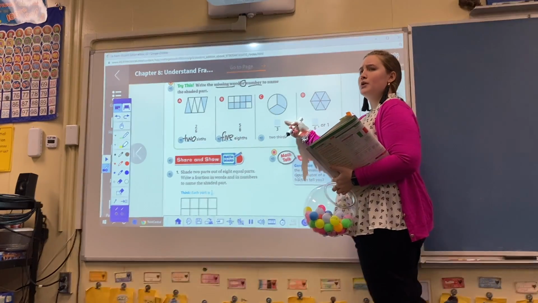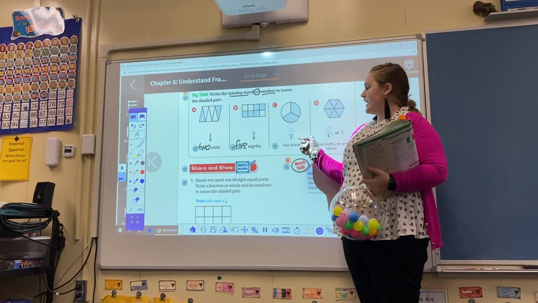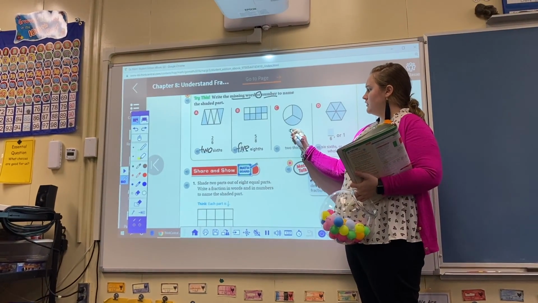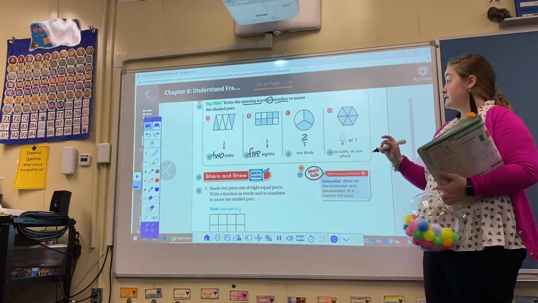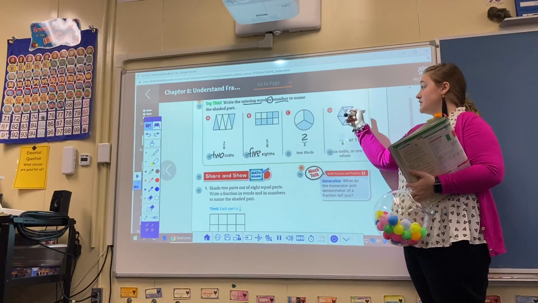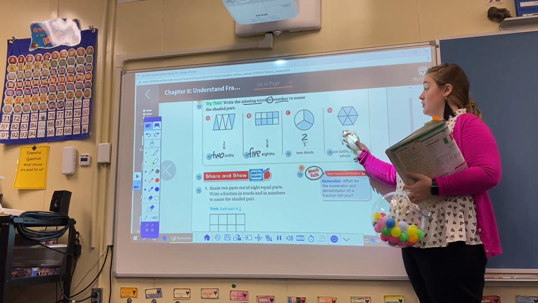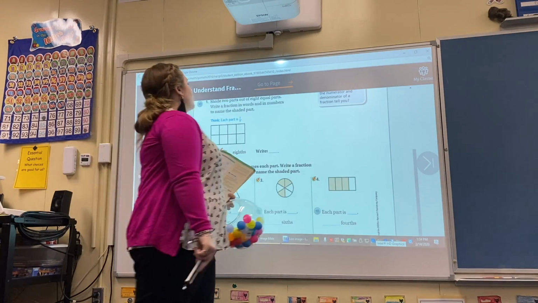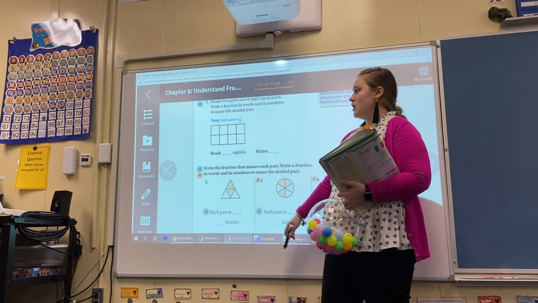Here we're missing the top number, called the numerator. And how many parts are shaded? 2/3. 6. I literally even told you. Right here we have 6 parts and 6 parts shaded. 6/6, or 1 whole. Good job. Write a fraction in words and numbers to name the shaded part.